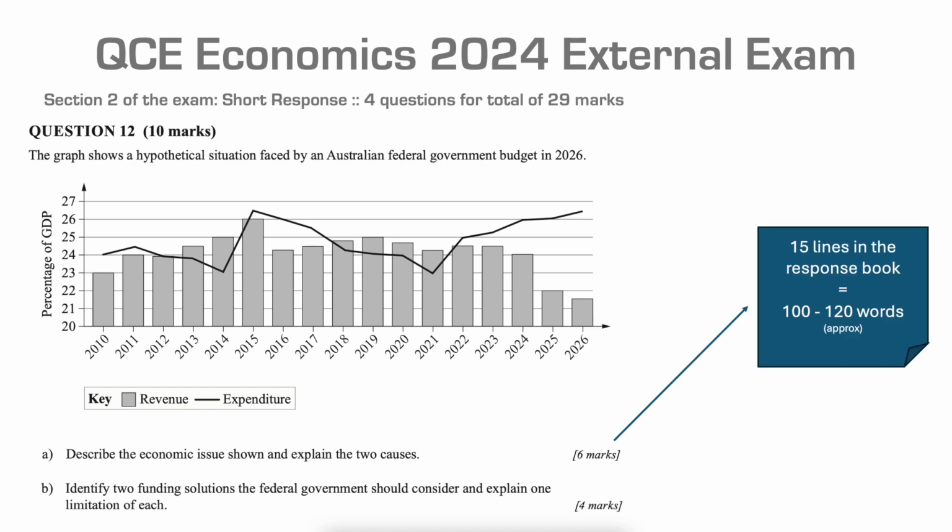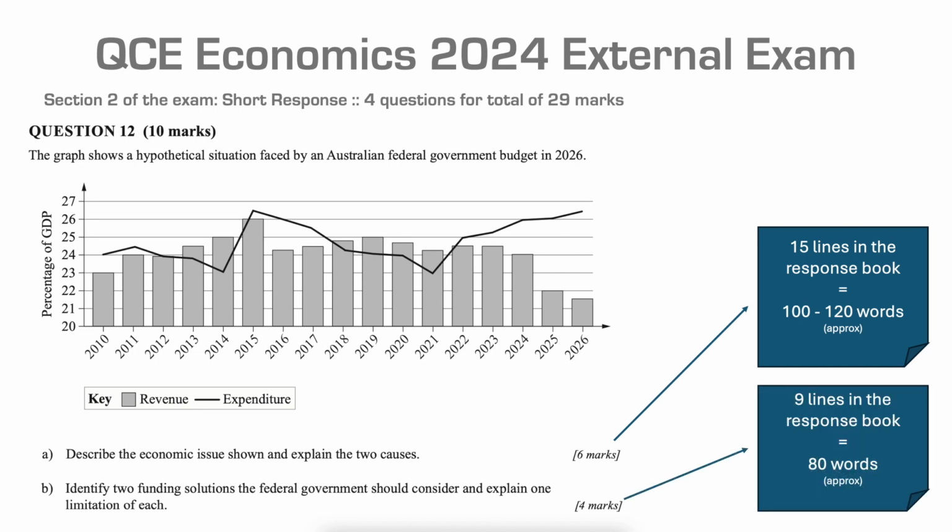In the answer book, Part A was given 15 lines, so approximately 100 to 120 words that you'll be writing. And Part B was given 9 lines in the response book, so about 80 words.